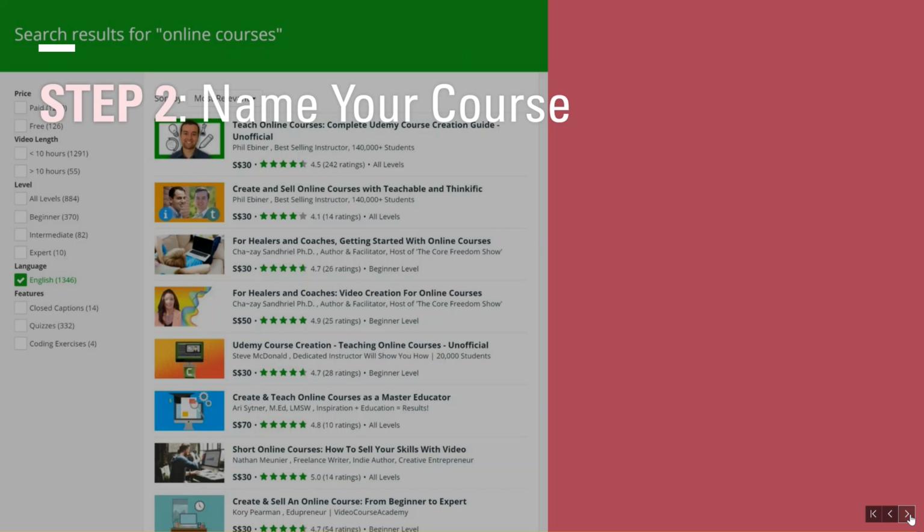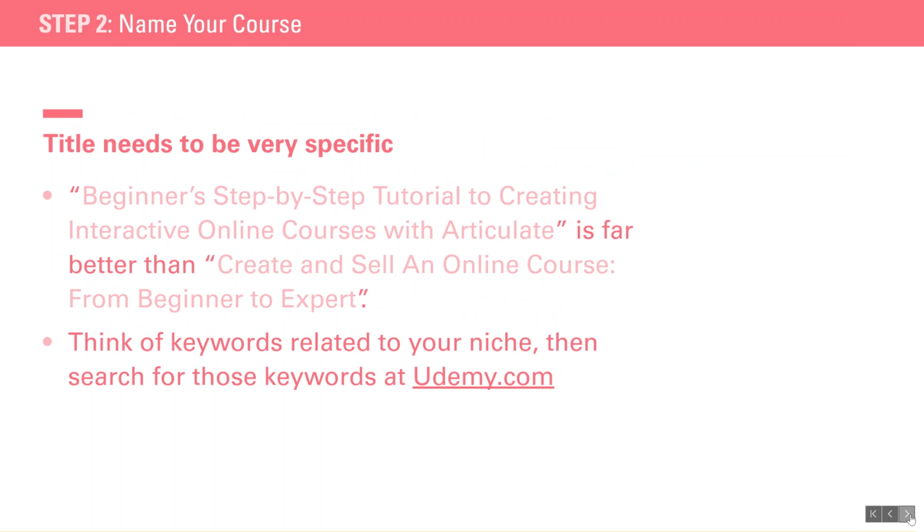Now, step number 2 is to name your course. As you can see from this diagram, these are all the different courses you will find when you go to Udemy and type in online courses. One of the key things to take note of is that your title needs to be very specific. What do we mean by that? For instance, here are two course titles. One is: create and sell an online course from beginner to expert. In comparison: beginners step-by-step tutorial to creating interactive online courses with Articulate.